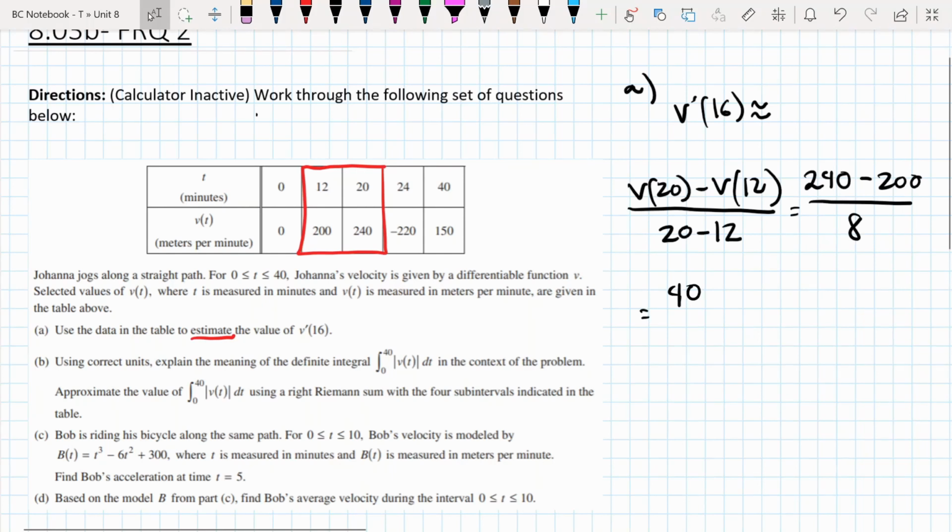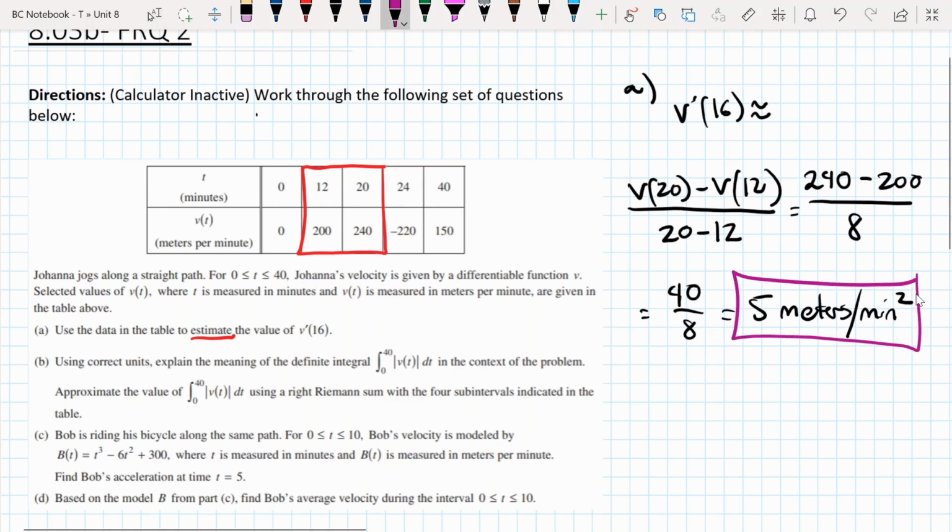We have 40 over 8, which is equal to 5 meters per minute squared. And those are the units for these ones. It's acceleration. That's letter A. Letter B wants us to determine the meaning of the value of the definite integral.